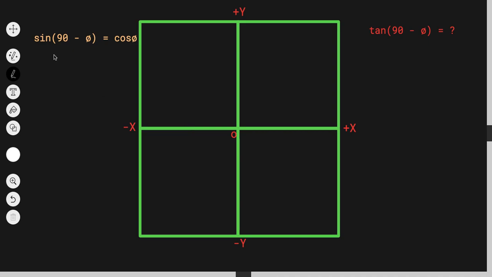So today I will explain why sin(90° − θ) is equal to cos θ, and later on we will try to understand what tan(90° − θ) is equal to. And similarly, once we understand all these things, we will be able to derive such identities for every other angle.